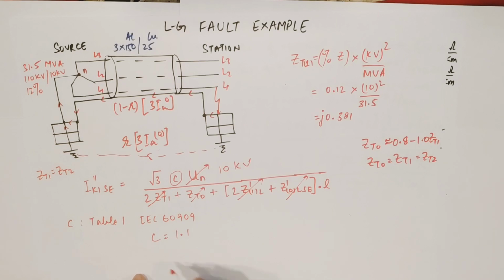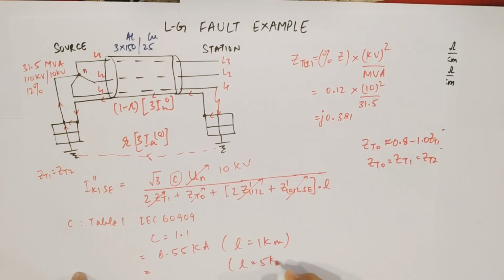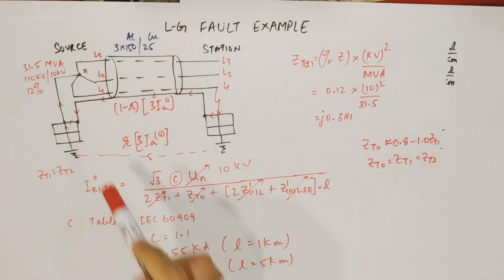If you substitute these values, you will get the current to be 6.55 kiloamps in case I take L to be 1 kilometer, and in case L is taken as 5 kilometers, the value comes out to be 1.71 kiloamps. You can try solving this using your scientific calculators or Excel. Please remember these values. In the next lecture I'll be using them for the reduction factor.